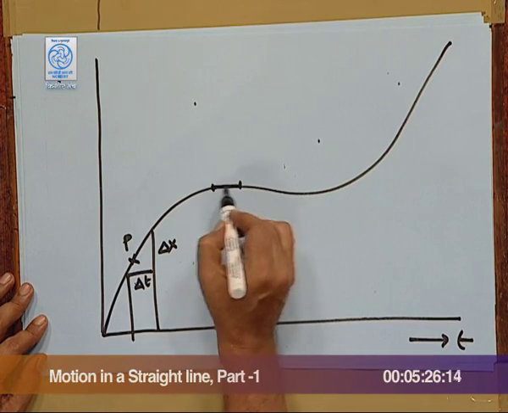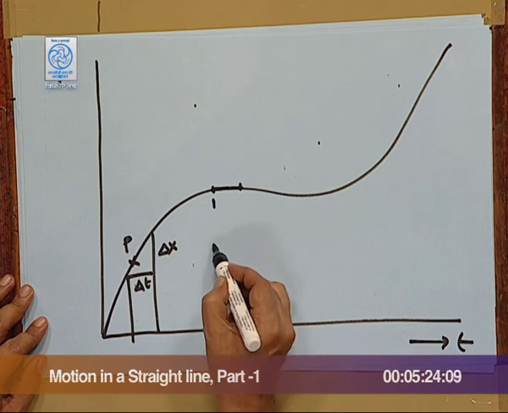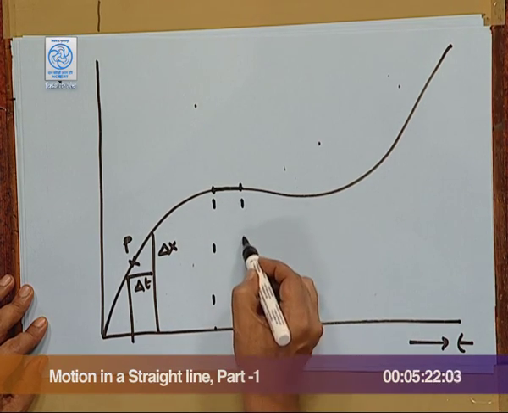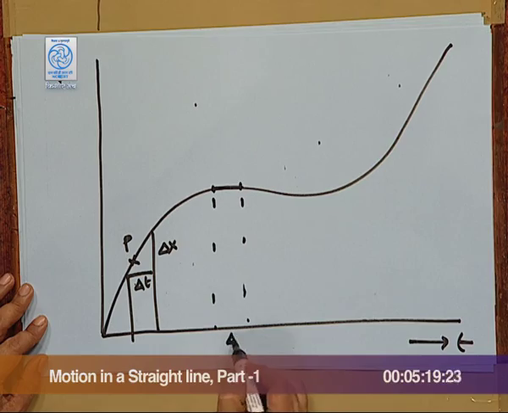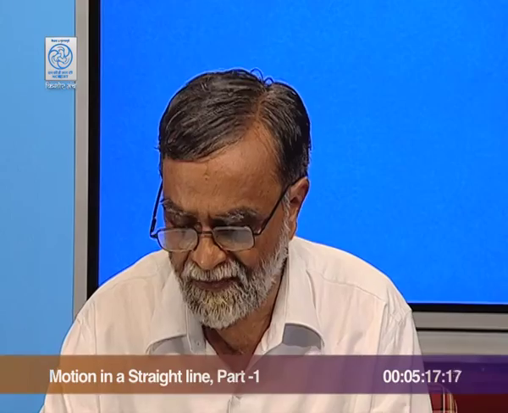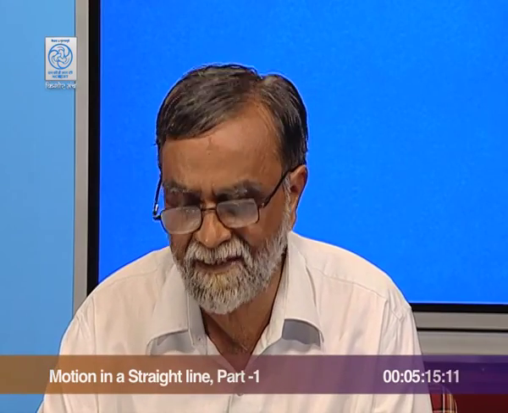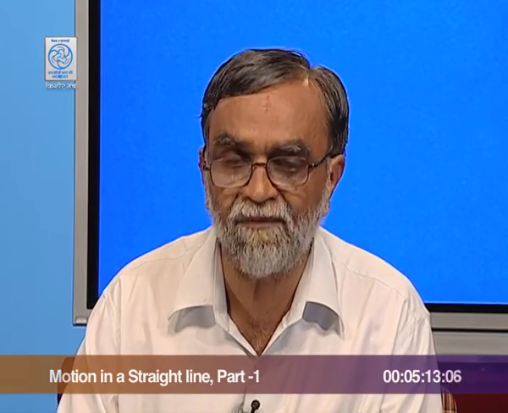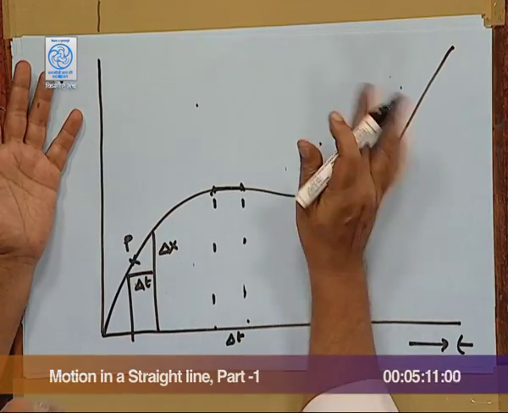Look at this interval where delta x variation is not there. There is a variation of delta t during the same interval. What does it mean? When there is no variation, the height is 0. So, in this time interval, the average velocity is 0.